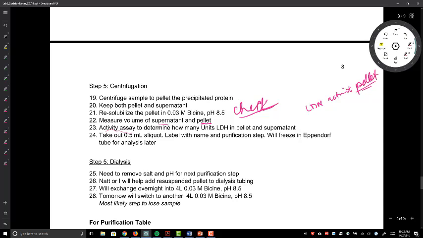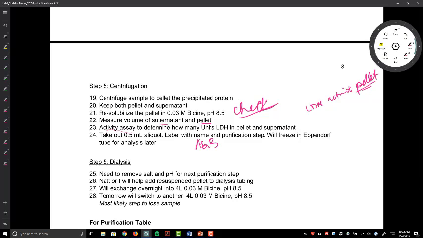So then once you can confirm that LDH is in the pellet, you're going to take out a 500 microliter aliquot. You're going to label with your name and or your initials, so AGB for me, and the purification step, and then you'll freeze it in an Eppendorf for you to use in lab 5 or lab 8.